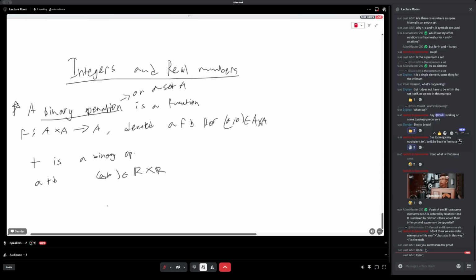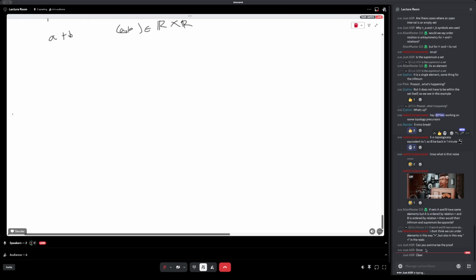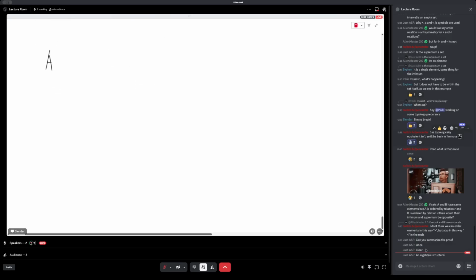Now using this, we will define what you call a field. Fields are basically the groundwork for building many types of numbers. So the real numbers is a field, the rational numbers is a field, the complex numbers is a field. So let's define it. A field is an algebraic structure.